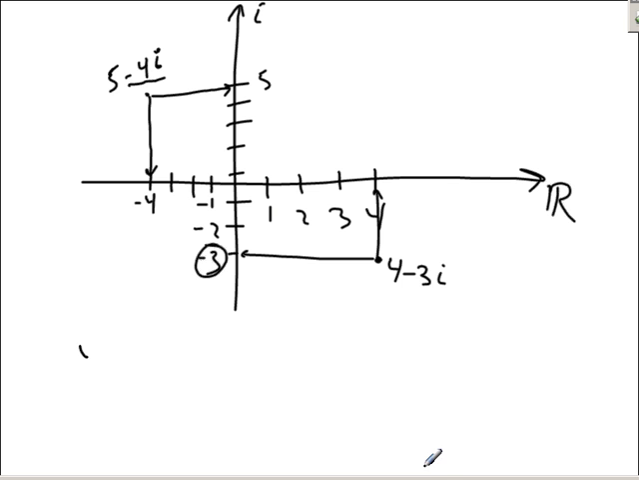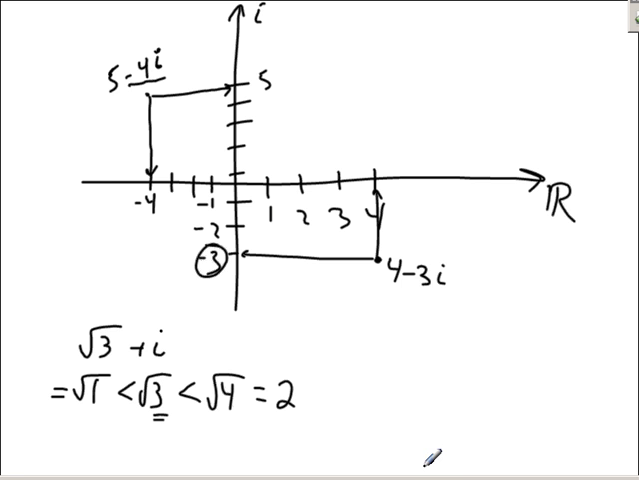So if you were asked to plot the square root of 3 plus i, well, square root of 3. What's the smallest number above 3 that you know the square root of? And the answer is 4. You know the square root of 4. 2. What's the largest number below 3 that you know the square root of? Well, below 3. 3, 2, 1. You know the square root of 2? No. You know the square root of 1? Yes. Square root of 1 is 1.